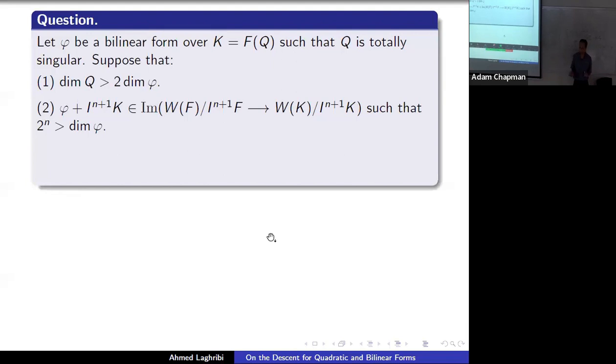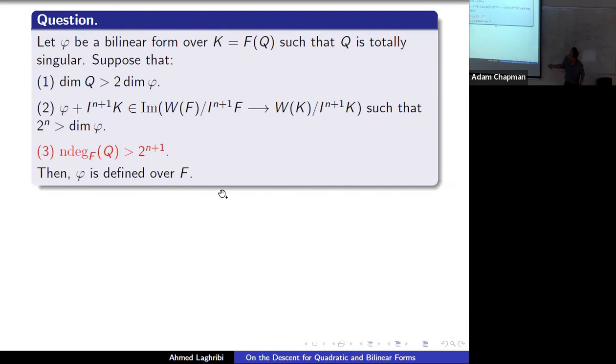So, sorry, here, this is a question. I didn't call it a conjecture. We have to be careful here. So I take phi, a bilinear form over K, FQ. Q is totally singular. We have this usual condition, and we have this condition, okay? And the condition that I think we need, we want, or that we should add is the following. The norm degree of Q over F is bigger than 2n plus 1.